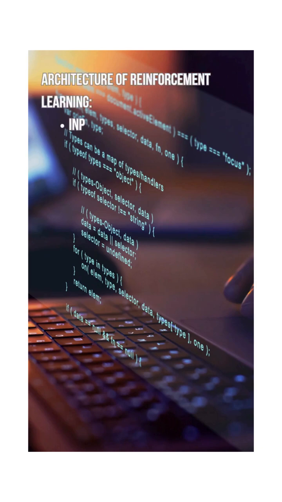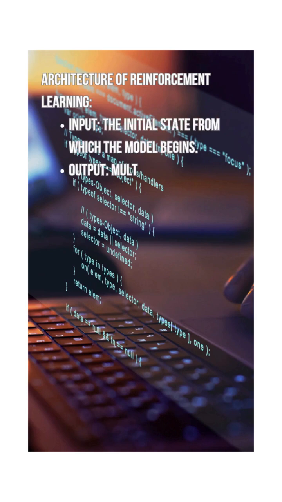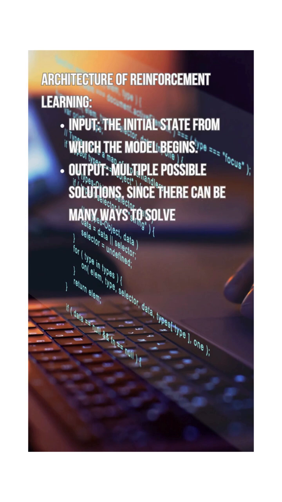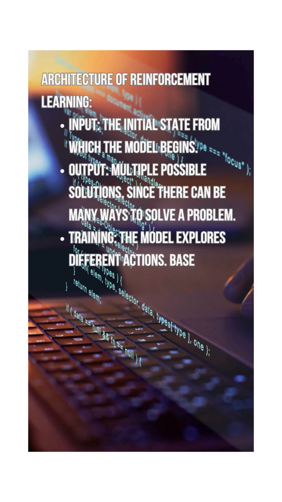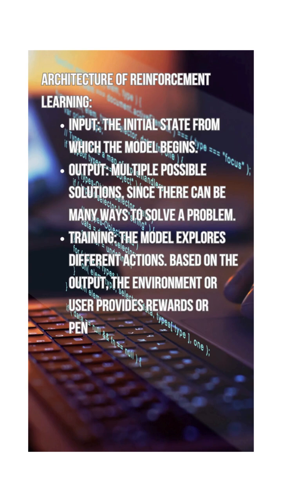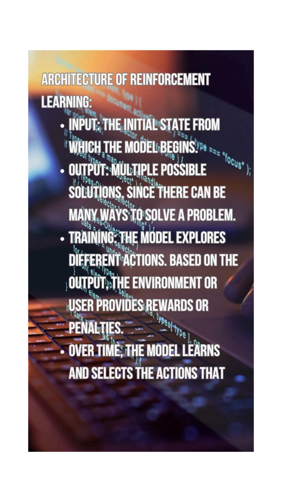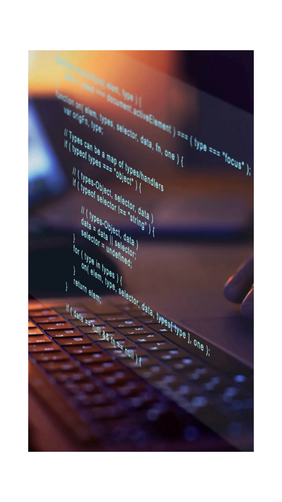Architecture of reinforcement learning. Input, the initial state from which the model begins. Output, multiple possible solutions, since there can be many ways to solve a problem. Training, the model explores different actions. Based on the output, the environment or user provides rewards or penalties. Over time, the model learns and selects the actions that lead to the highest cumulative reward.